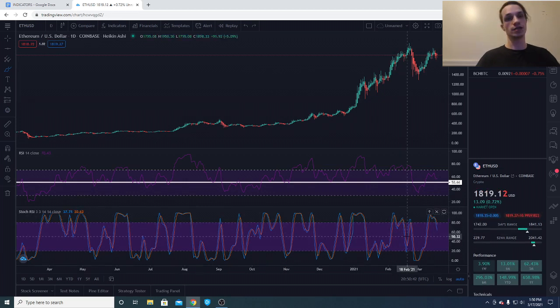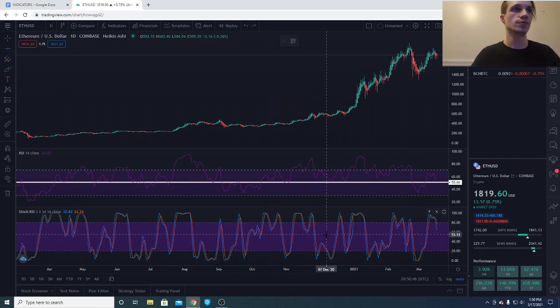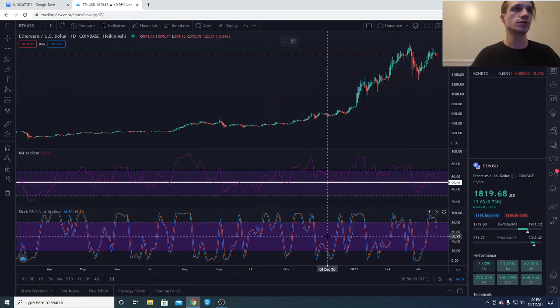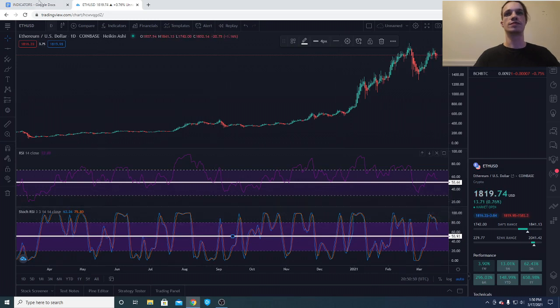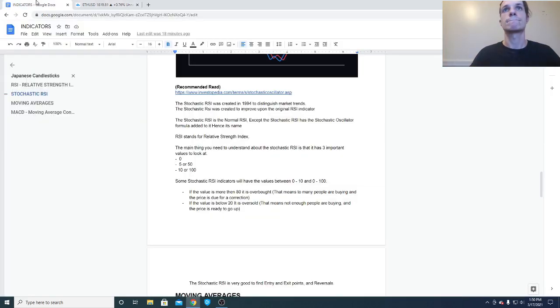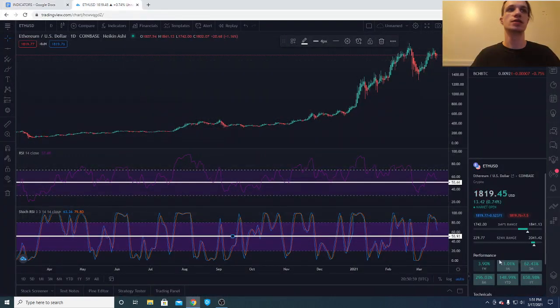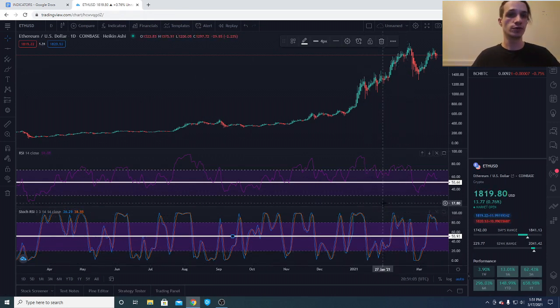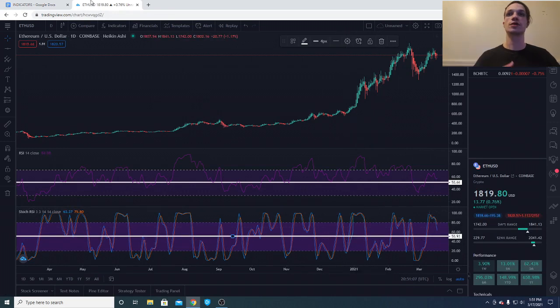You don't have a 50 line on here. You could always slap a 50 line on if you want to, which I would recommend. Just boom, pretty close, 50 line. Alright, and the stochastics will have values between 1 and 10 or 1 and 100. It doesn't really make a difference which one is which. This is 1 to 100. Most will be 1 to 100 now, but you can find some that are 1 to 10.